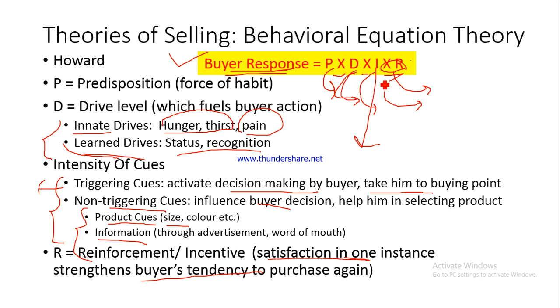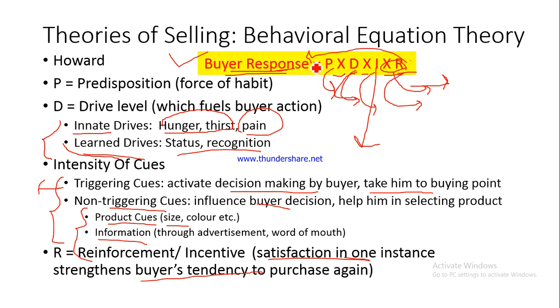What is the intensity of cues? Are the classrooms really neat and clean? Are the teachers really knowledgeable? Are the job prospects after doing MBA from this particular college very good because the placement team is very hardworking? These are all cues, and the more intense these cues are, the more likely you are to do your MBA from this very college. And what was your experience? Reinforcement would mean what was your experience in last instance when you did your BBA from here. If you are satisfied, you are more likely to do your MBA also from here, right?